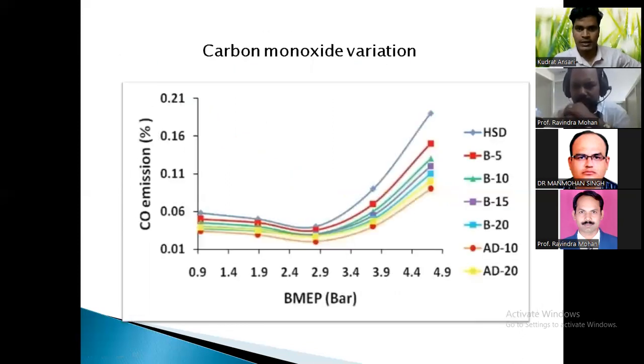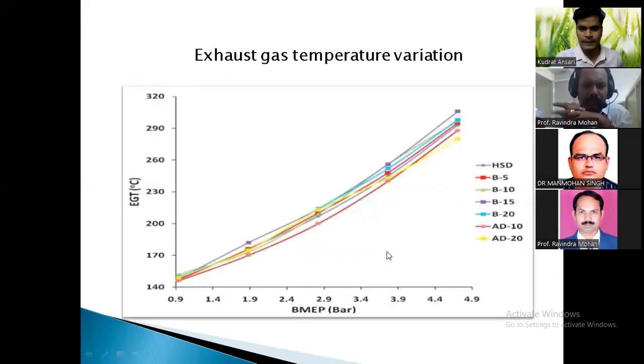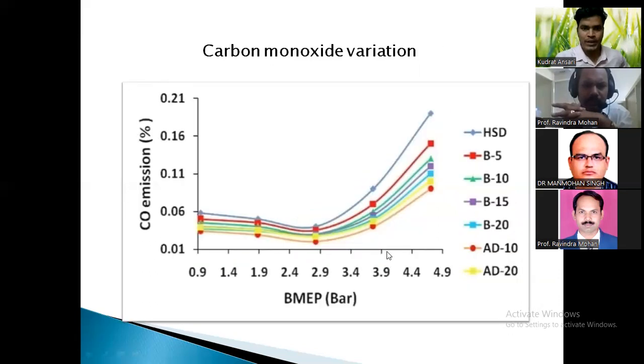Now carbon monoxide variation in motor diesel. Again here the x-axis shows the BMEP pressure and carbon monoxide emission is on the y-axis. At the initial stage, the lowest carbon monoxide emission is for the 10% blend compared to all of them. When the load pressure is increased up to 2.9, the 80-10 blend also has the minimum carbon monoxide emission.